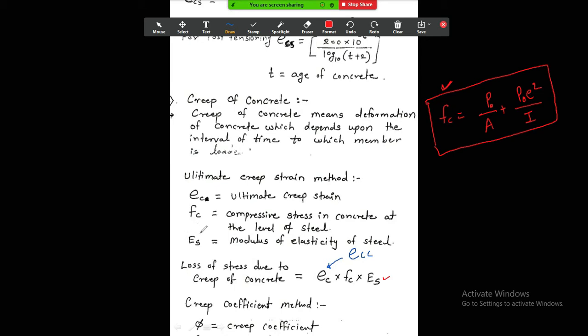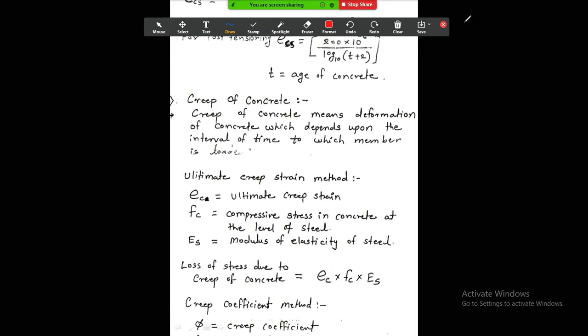So now, this is your ultimate creep strain method. Next is the creep coefficient method.